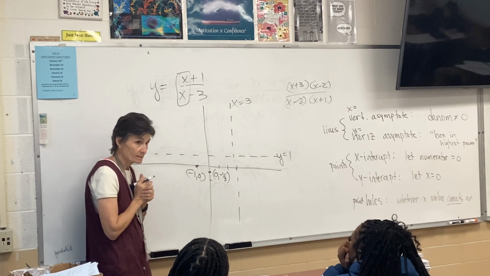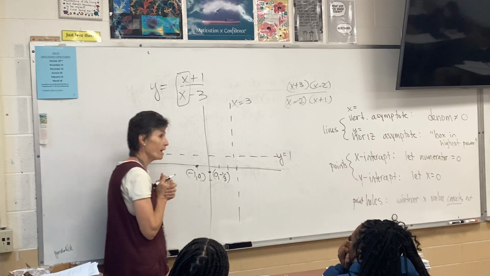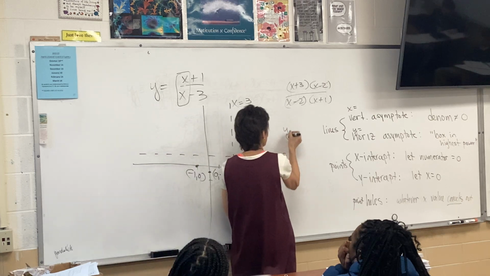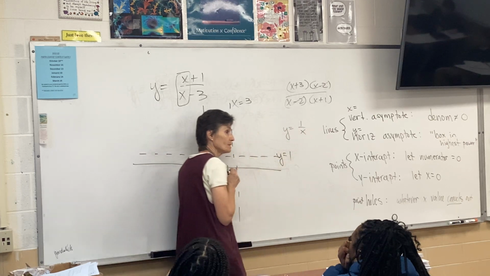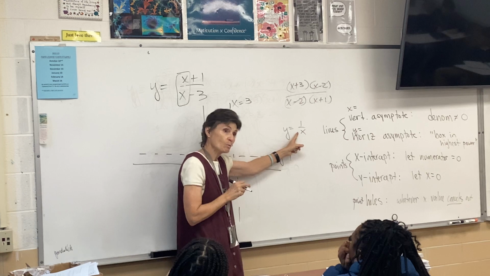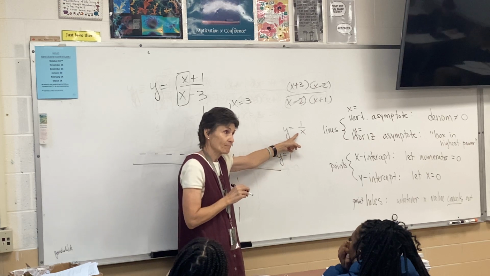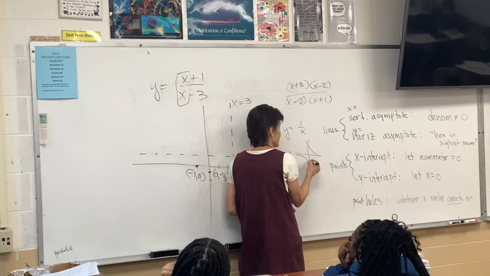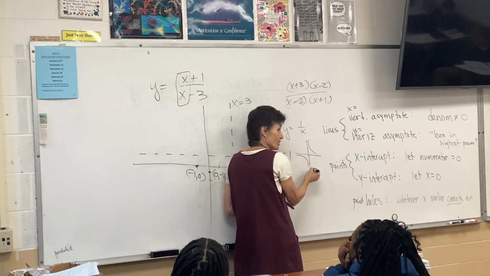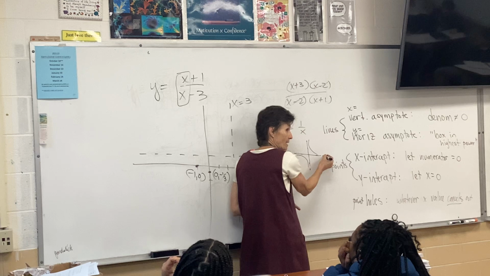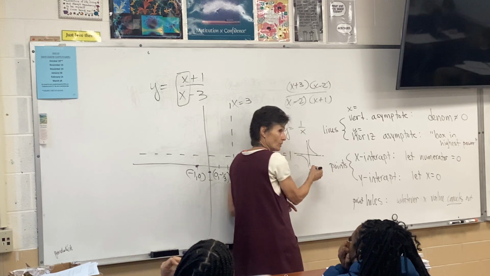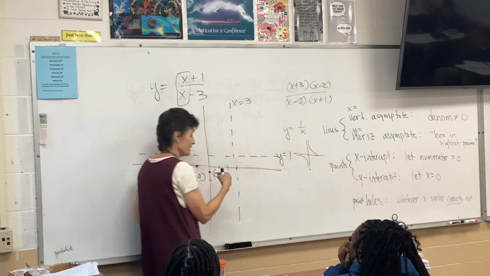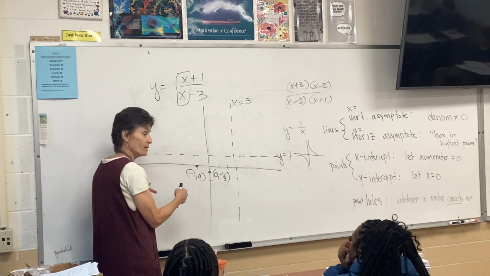I'll give you a hint. His first cousin is the reciprocal function. What did that look like? That's one of your BFFs. That's the one that looked like this. It had a vertical asymptote and a horizontal asymptote and a curve that looked like that. This is his first cousin right here. So what do you think he looks like?